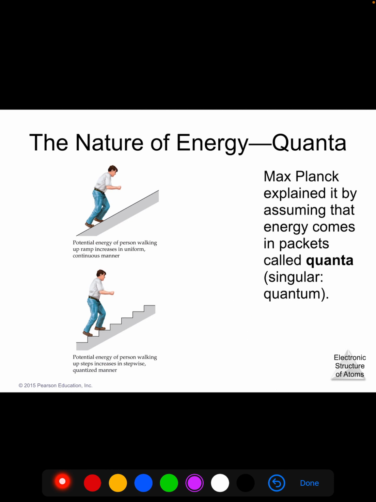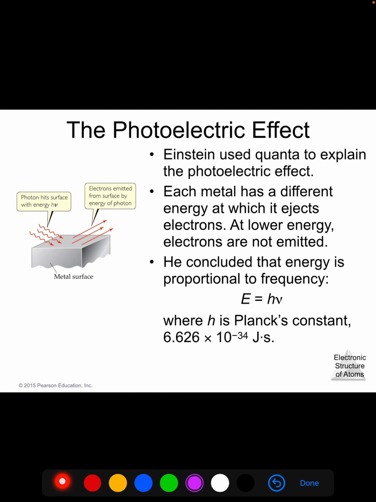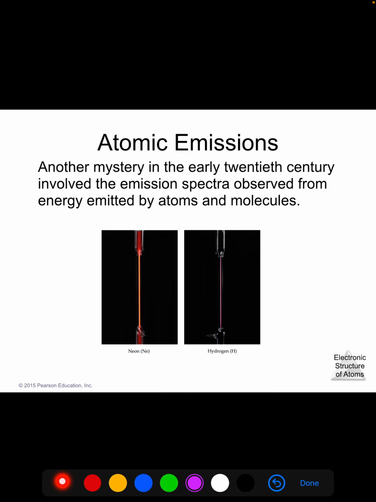So, Max Planck was studying this and saw that, you know what? Some things, if I may move ahead, like neon or hydrogen, when their electrons get promoted to a higher energy level and they decay, they emit light of a very specific wavelength.